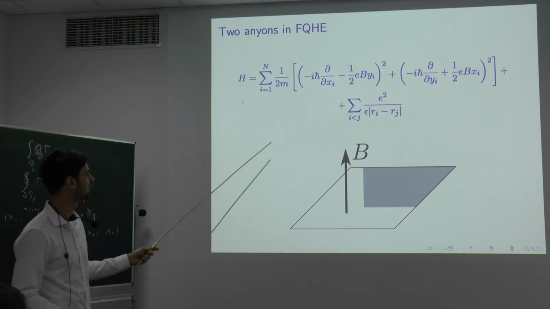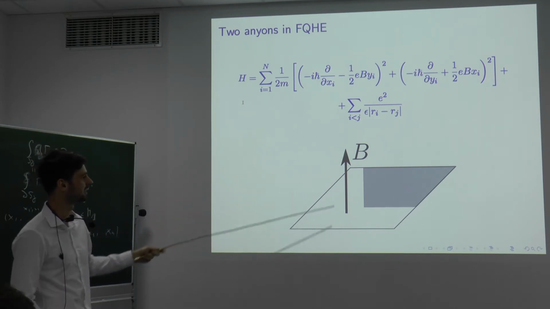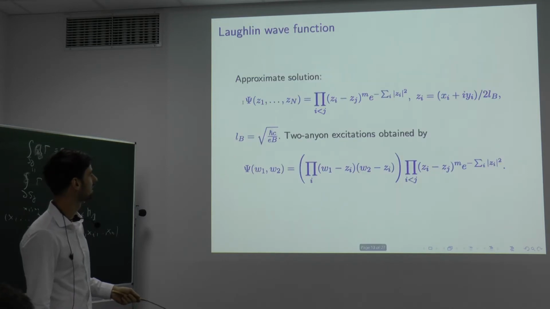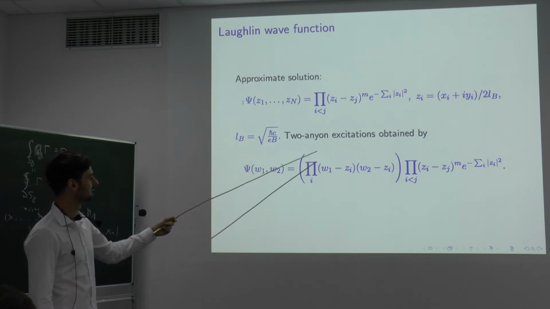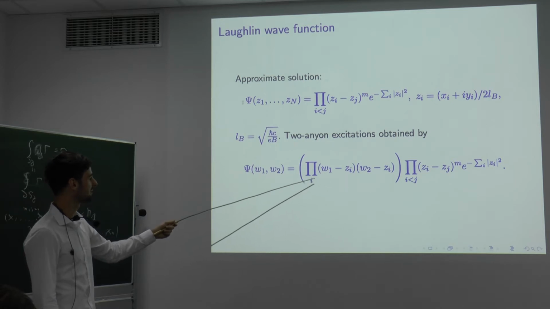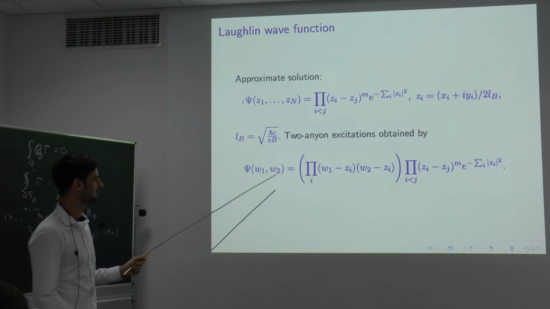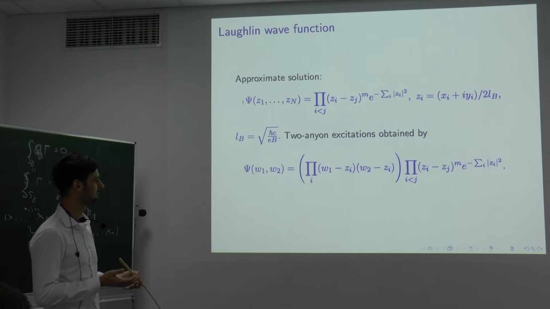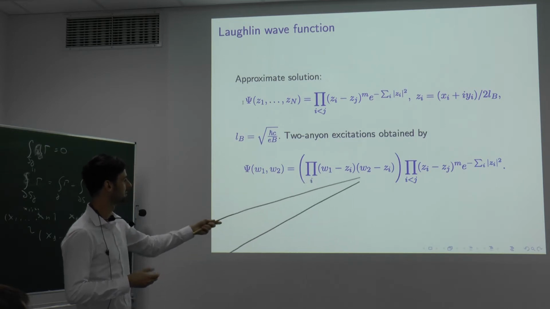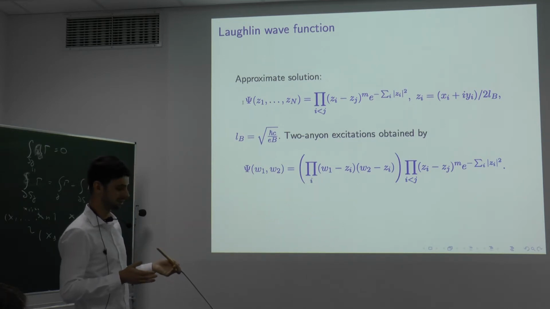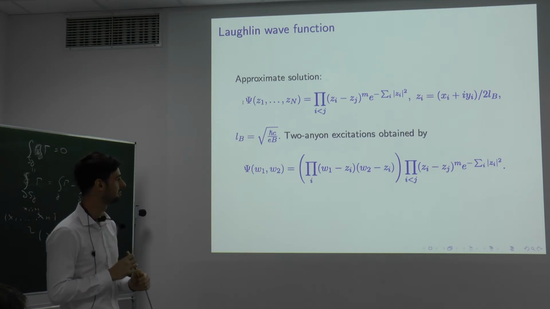Okay, so if someone is not familiar, just imagine we look at n electrons with this magnetic field and interacting via Coulomb interaction. We have an approximate solution to this Hamiltonian, and the excitations are created by considering such wave functions, just multiplication by such terms. If we take just one such term, it means that we have one anyon, an excitation of type one anyon. When we have two anyons, then we multiply two such expressions in front of this old wave function, and this is what we call two-anyon excitations.